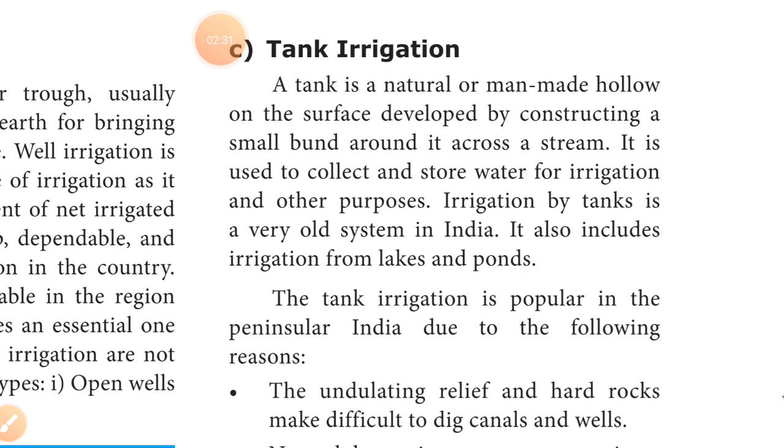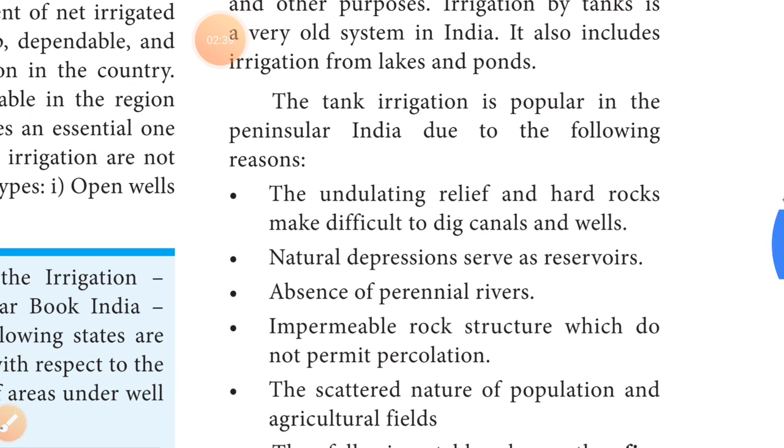What is the reason for South Indian people using tank irrigation? Some of the reasons I will explain one by one. The first one is that undulating relief and hard rock make it difficult to dig canals and wells. Because in South India, the peninsular region, most of the regions are hard rock regions. In hard rock regions, we cannot dig easily, so tank irrigation is possible. That means they are storing the water in ponds, lakes and other water bodies.